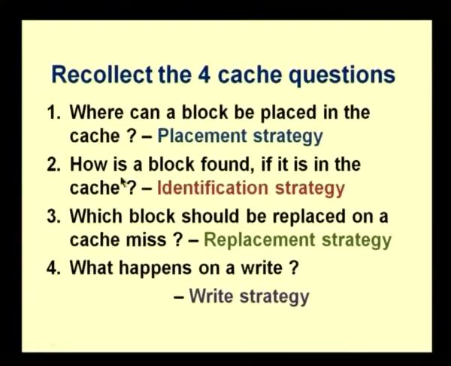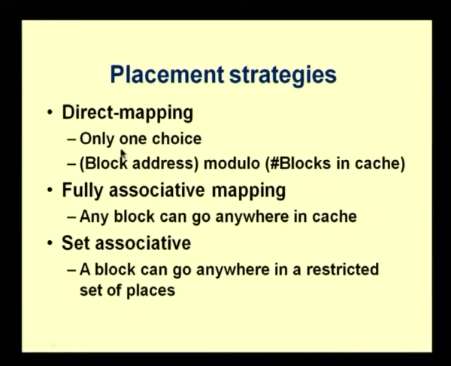So, recollect the 4 cache questions that we have talked about, because this is what we will use to understand caches again. Where can a block be placed in the cache, which is the placement strategy? How is a block found if it is in the cache, the identification strategy? Which block should be replaced on a cache miss, which is the replacement strategy? And what happens on a write, which is the write strategy? So, placement, identification, replacement and write, 4 strategies. Now let us look at these questions with respect to placement. First, we start with the placement strategies.